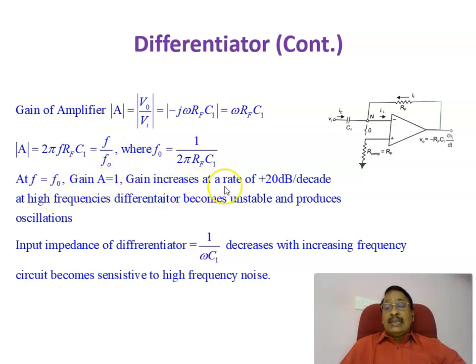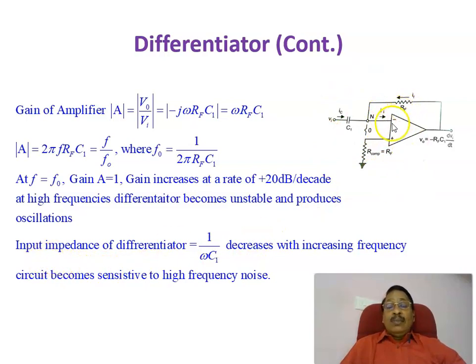The gain increases at a rate of 20 dB per decade. You understand that the gain is increasing as the frequency is increasing. Therefore, at high frequency, the differentiator becomes unstable and produces oscillations. That is one problem with the ideal differentiator: at high frequency the system is not stable, because as frequency increases, the gain becomes very high, and therefore the system becomes unstable.